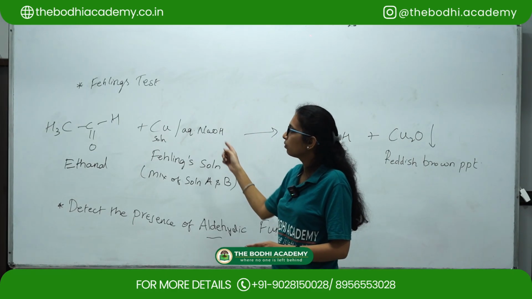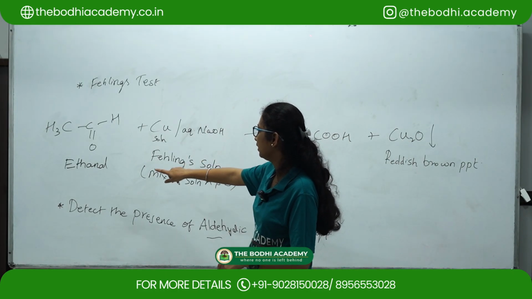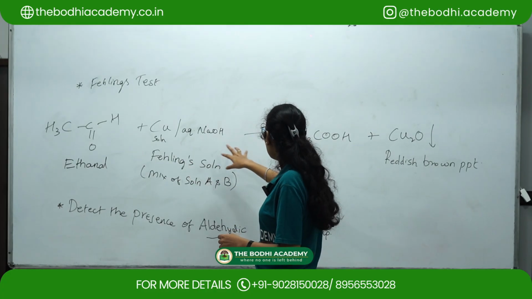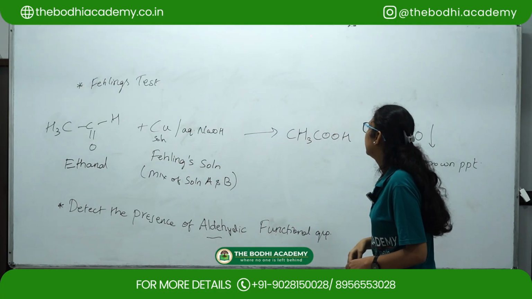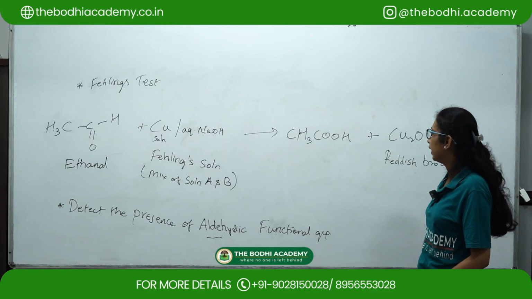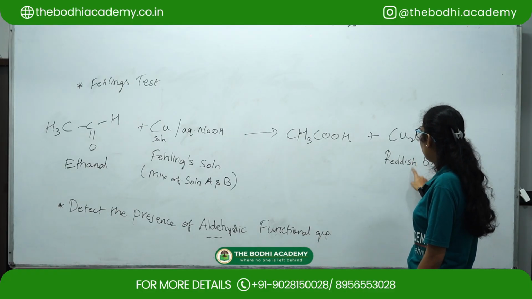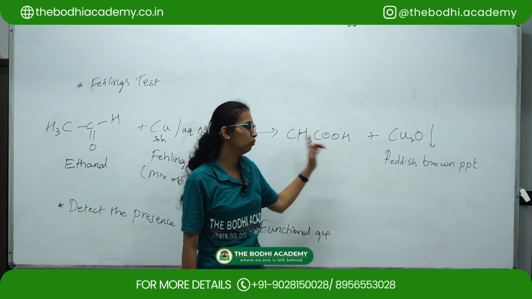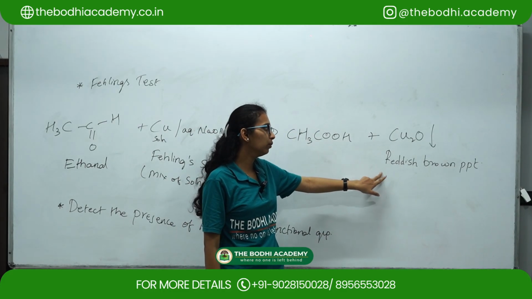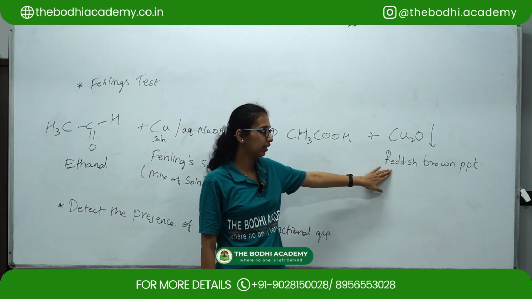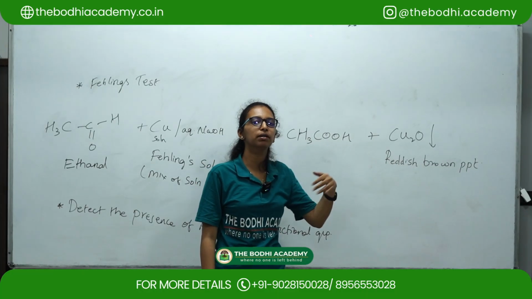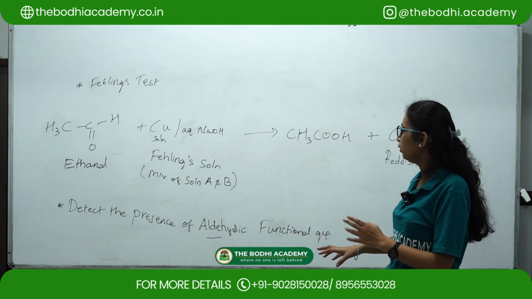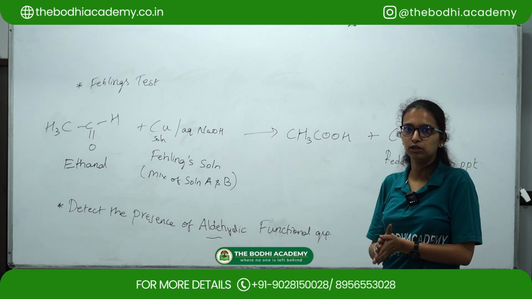When this reacts with your ethanol, meaning an alcohol, it is your aldehyde. When it reacts, you will get acetic acid and Cu2O. Cu2O is a reddish brown precipitate. When you do this test in your labs, if you get a reddish brown, red-colored precipitate, it confirms the presence of the aldehydic functional group. So this test is specifically used for the detection of the aldehydic functional group.